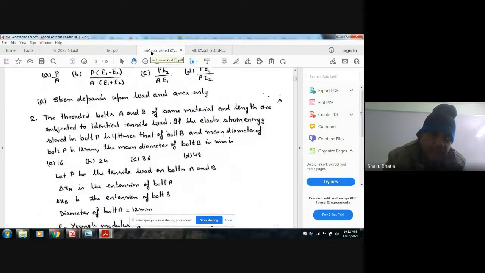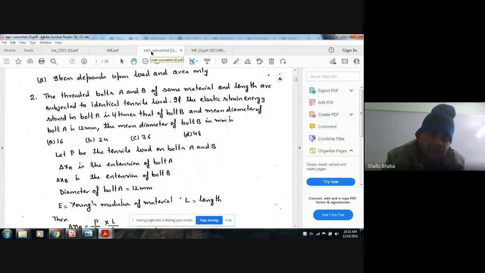Next, the threaded bolts A and B of same material and length are subjected to identical tensile load. If the elastic strain energy stored in bolt A is 4 times that of bolt B, and the mean diameter of bolt A is 12 mm, then the mean diameter of bolt B in mm is: option A 16, option B 24, option C 36, option D 48.